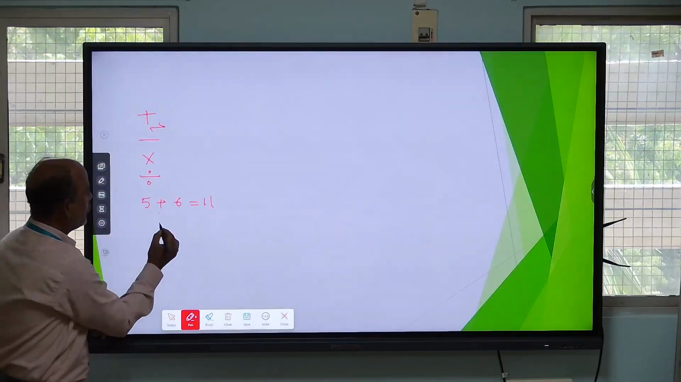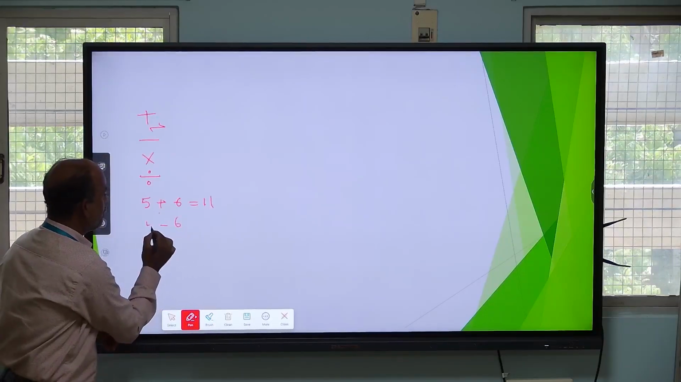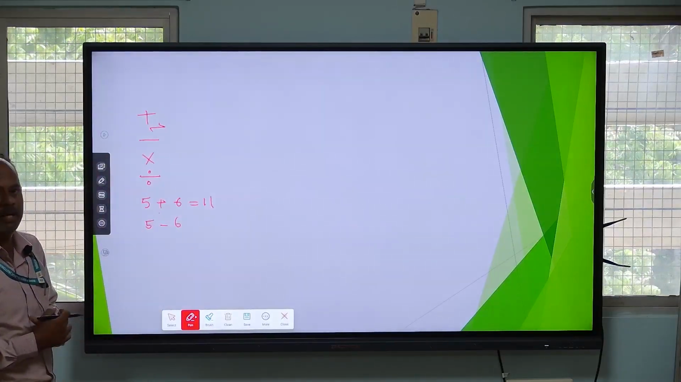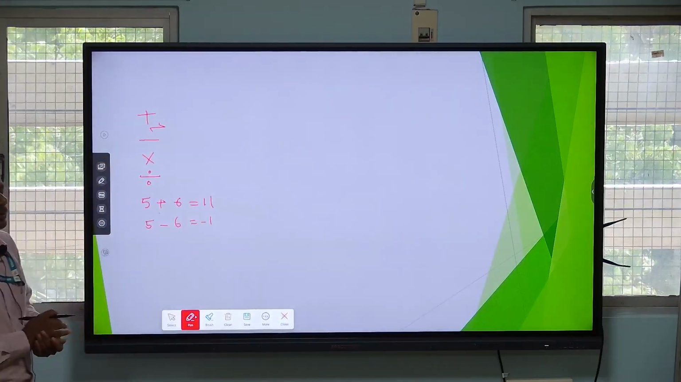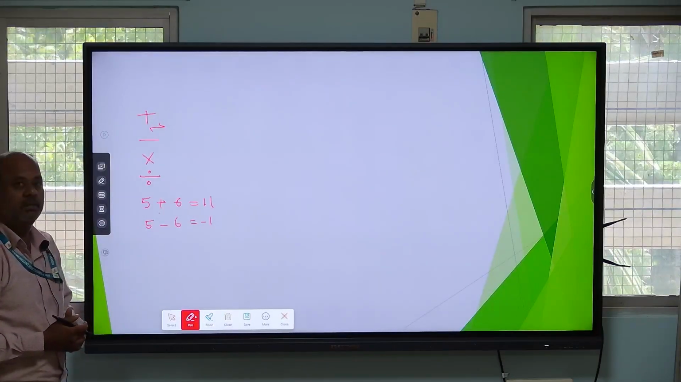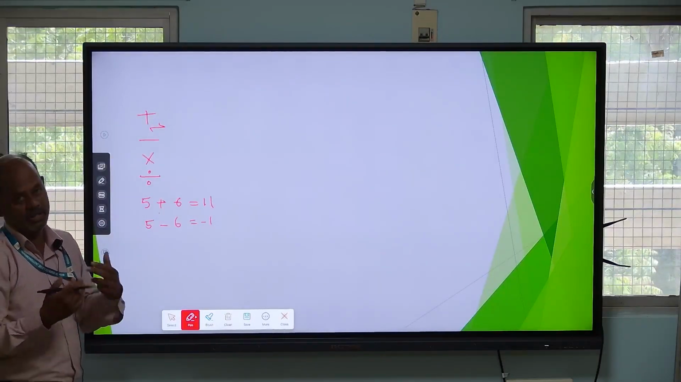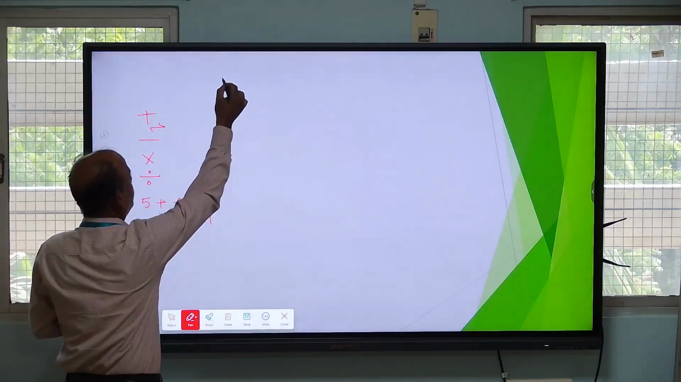The same thing, if we use the subtraction operator, 5 minus 6, the result is minus 1. So it depends upon the operator: the same operands will produce different results.